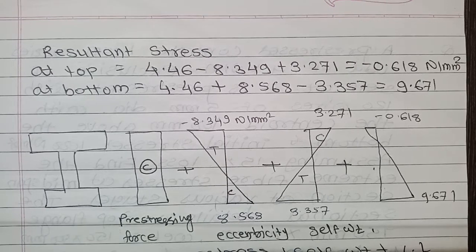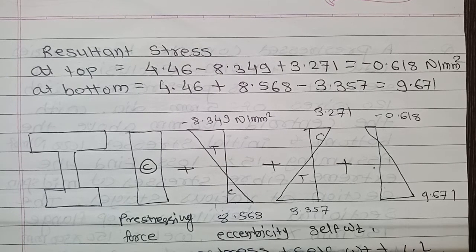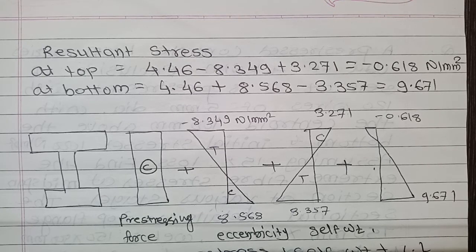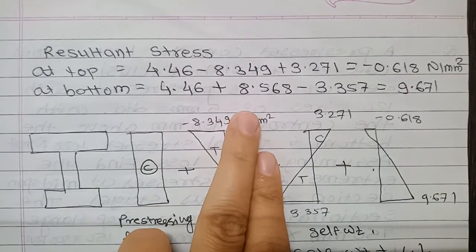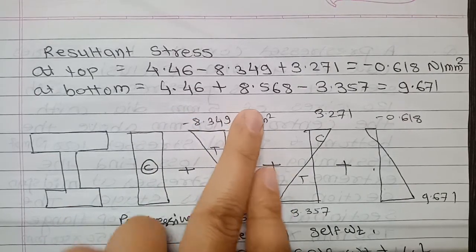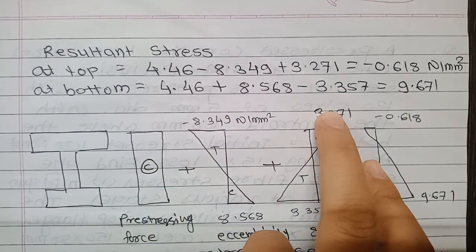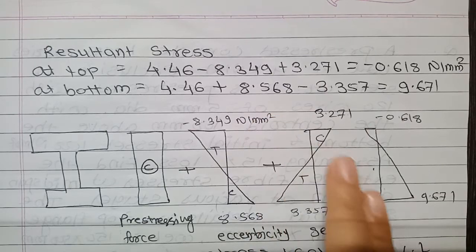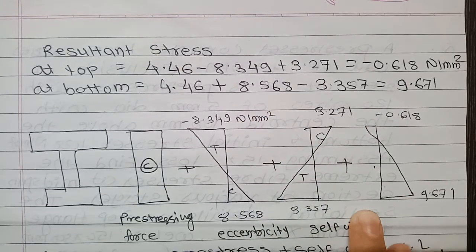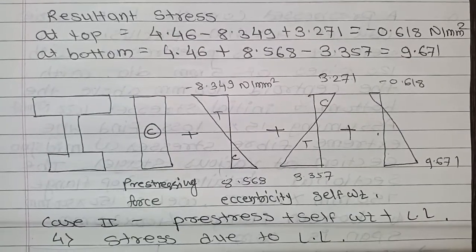Now resultant stress at bottom, that is 4.46 plus 8.568 minus 3.357, means addition of three stresses at bottom, that is stress due to pre-stressing force, that is 4.46, plus stress due to eccentricity, that is 8.568, minus stress due to self-weight, that is minus 3.357. We got the value 9.671. Now draw the diagram.